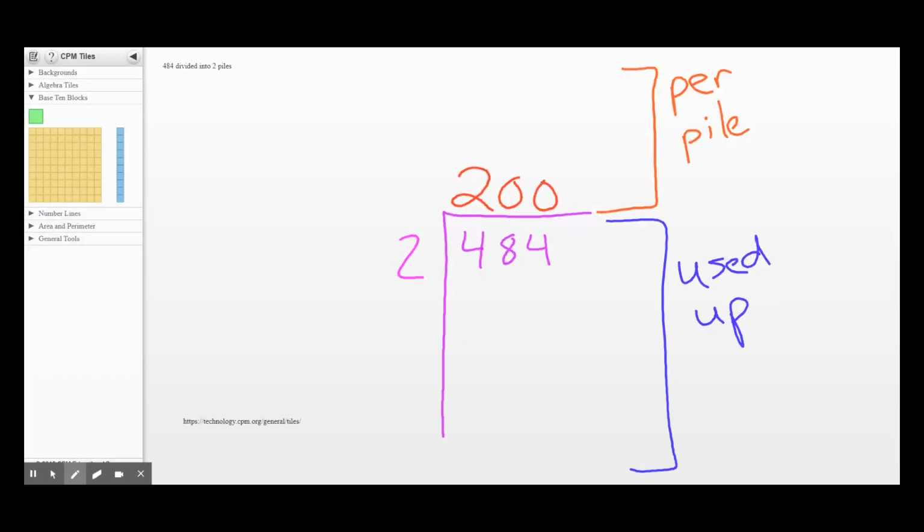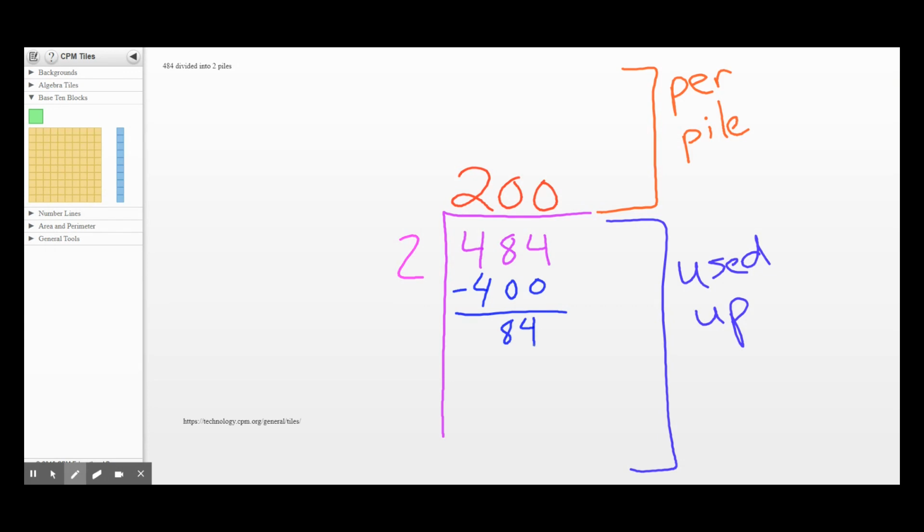And if I put 200 in the first group and 200 in the second group, how much have I used up altogether? 400. And we started with 484 and we used up 400. How much do we have left? 84.